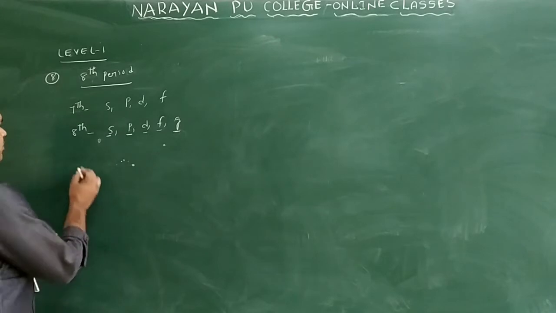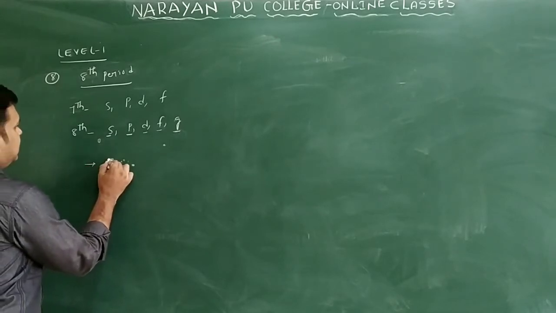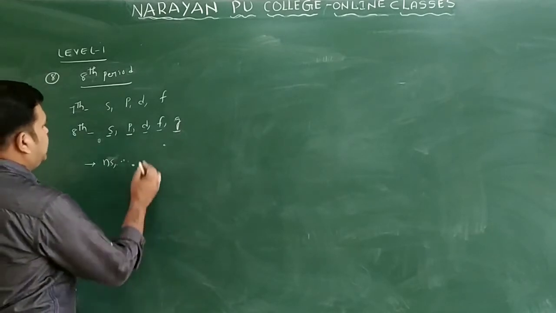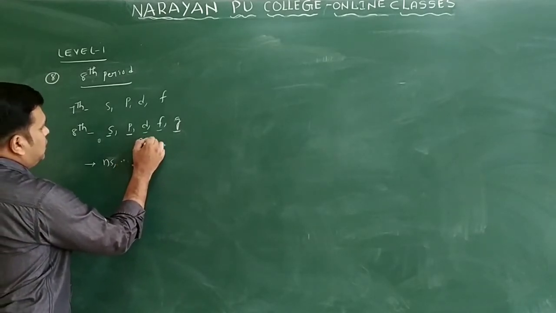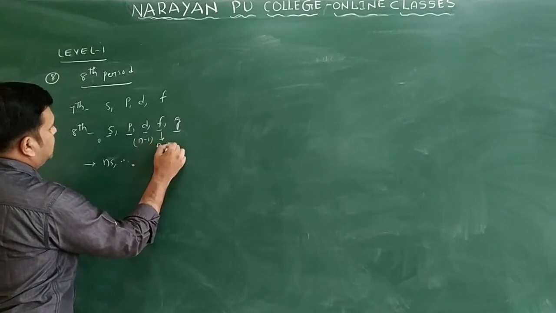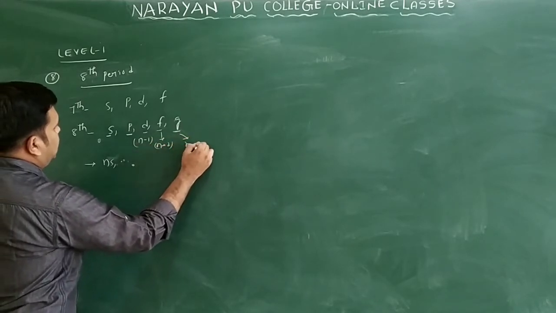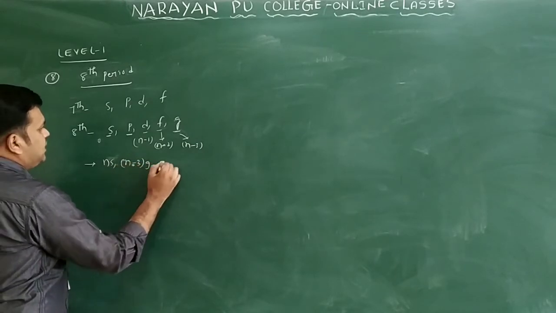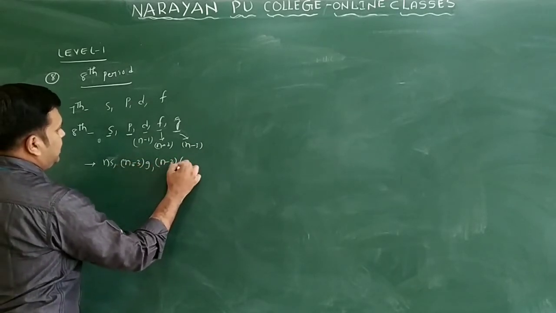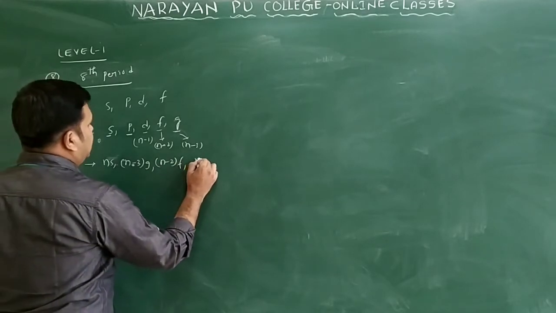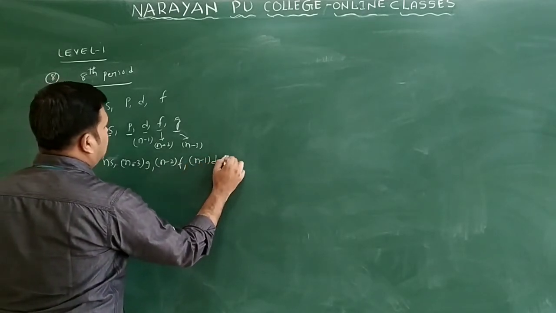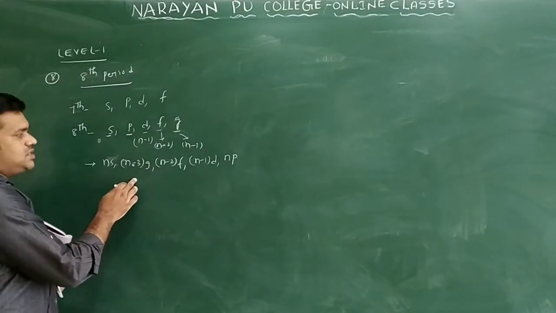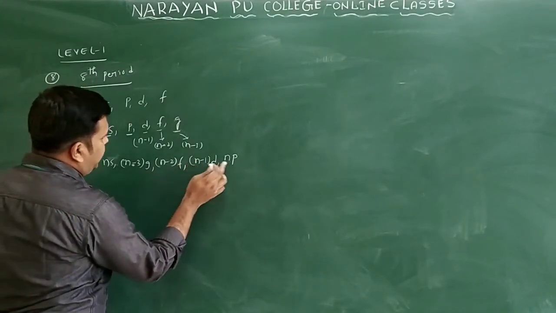Generally, suppose you are taking the 8th period, I will write here ns. Then this is n minus 1, this is n minus 2, and this is n minus 3. So I will write here (n minus 3)g, and one more I will write (n minus 2)f, and one more (n minus 1)d, and we will get np. Clear? ns, (n minus 3)g, (n minus 2)f, (n minus 1)d, np only.